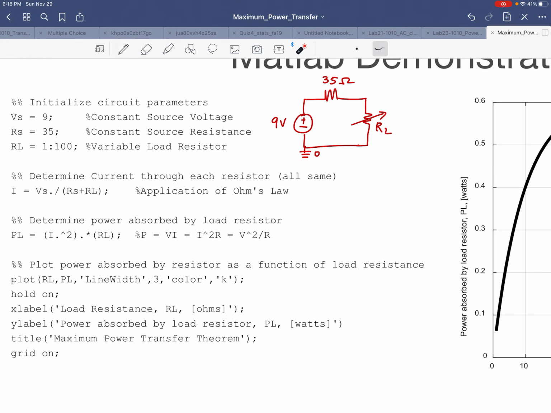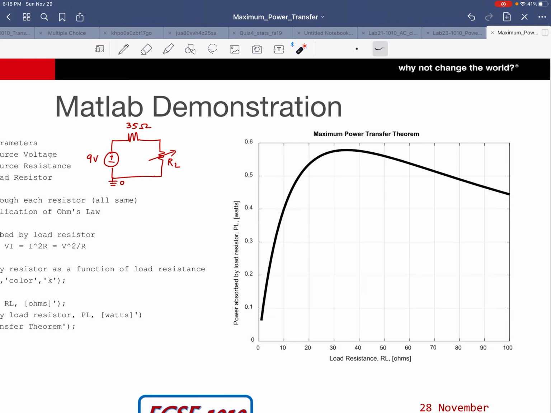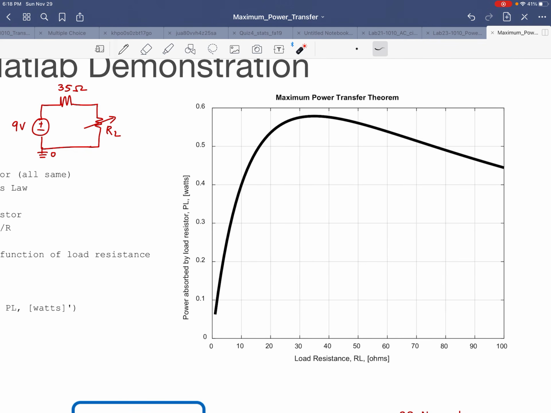So I'm sketching the power absorbed by the load resistor as a function. On the x-axis, I have the load resistor itself. That gives me a graph like this. So we can see that when the load resistance that's on the x-axis in ohms is between 1 ohm and 35 ohms, you have less power being absorbed by the load resistor. It increases as you increase the load resistance, and it becomes maximum when RL actually equals 35 ohms. And the y-axis is in watts.